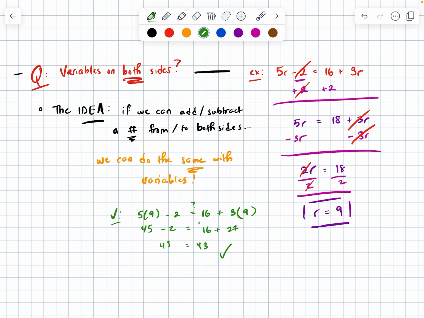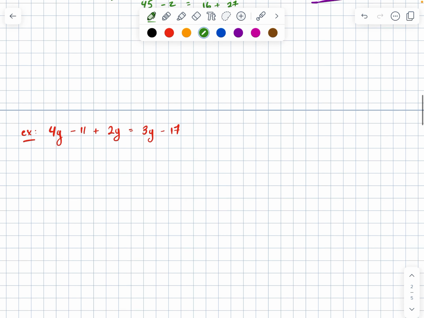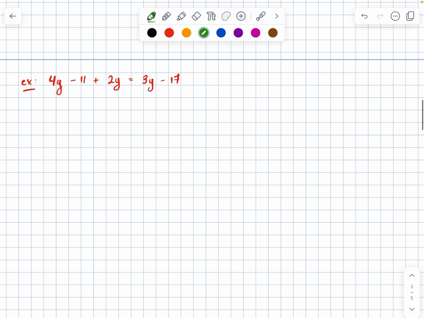It works, which means that our strategy, the conjecture that we've made, we've just validated. I can add and subtract variables from both sides in the same way that I can add and subtract numbers. Cool. So let's do a little bit more practice just to make sure that this is really set in.